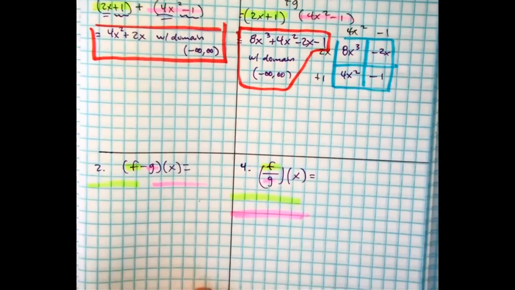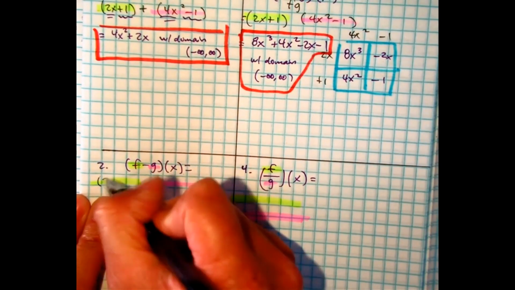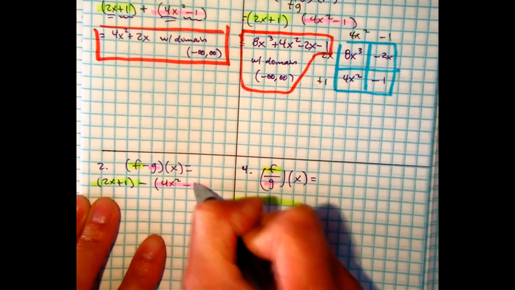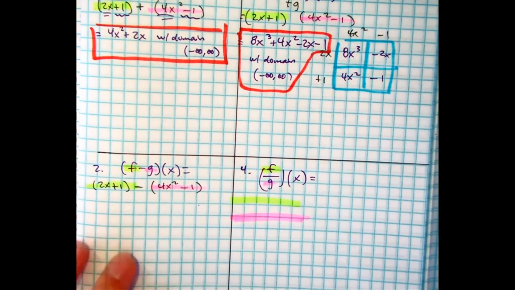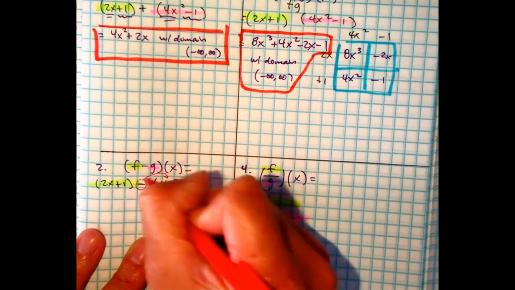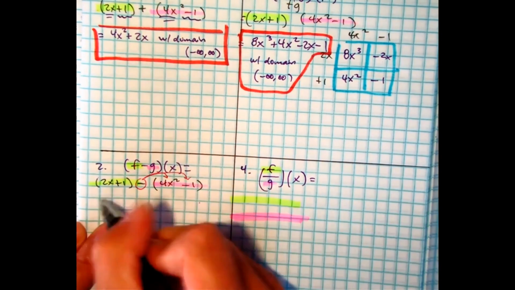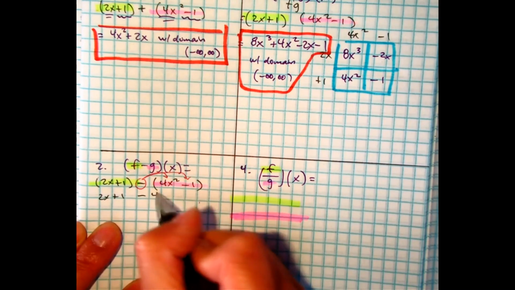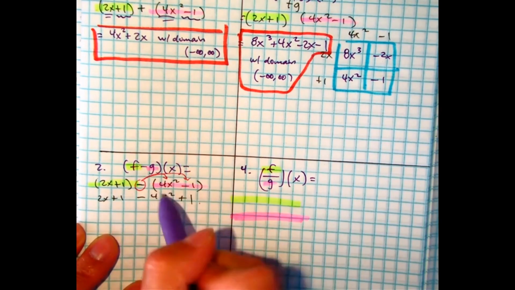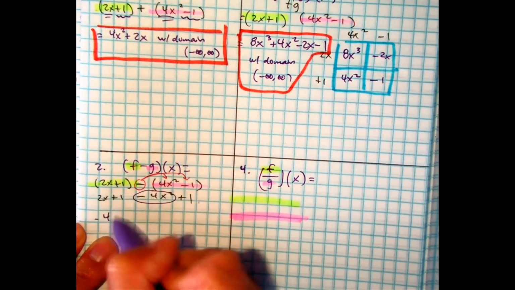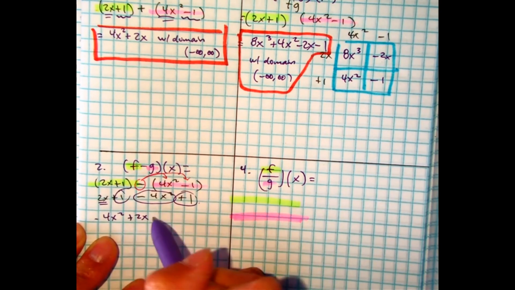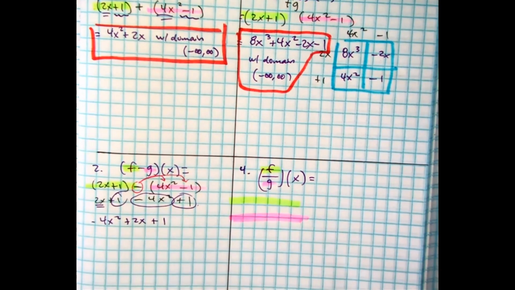Alright, number 2. F was 2x plus 1, minus 4x squared plus 1. I know it. One of you forgot to distribute the negative to both of them. 2x plus 1, negative 4x squared plus 1. Write them in descending order. Negative 4x squared plus 2x plus 1. Raise your hand if you got that.